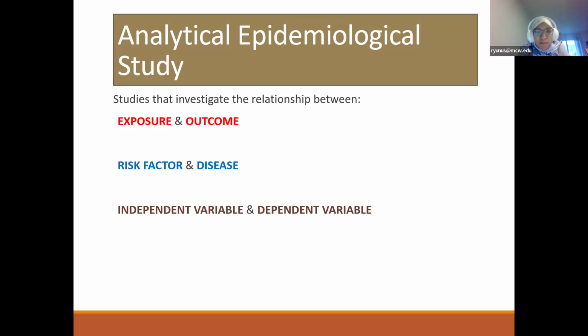You might encounter in some papers, they would say exposure versus outcome or risk factor versus disease. But basically these are the same thing. When they say exposure, they mean the independent variable, and outcome means dependent variable. The same goes for risk factor. The risk factors are generally the independent variable, and the disease of interest is usually the outcome or the dependent variable that you want to look at.